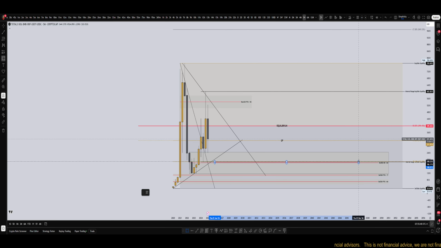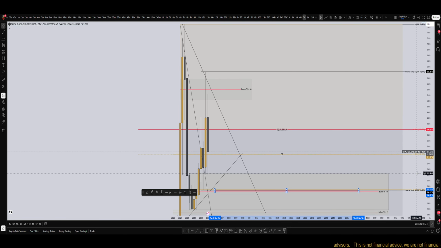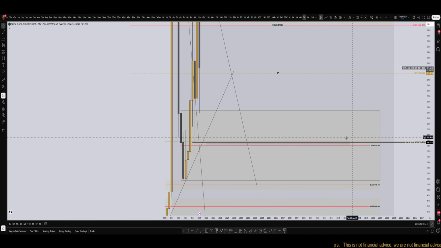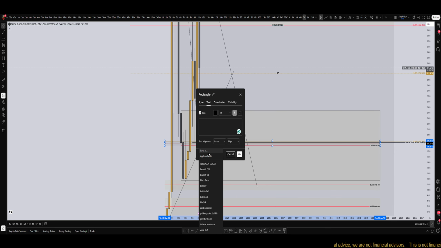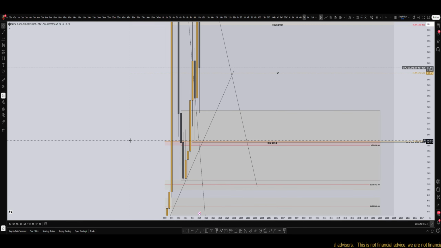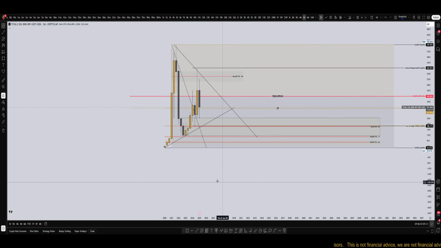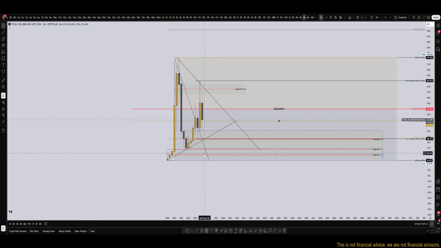So I'm going to be highlighting this region here because there is a very good likelihood that this is where the bottom is going to be formed. Okay, at least from what I see right now, but I think that I'm correct with that idea. This area, let's call it this area. So this is the level.